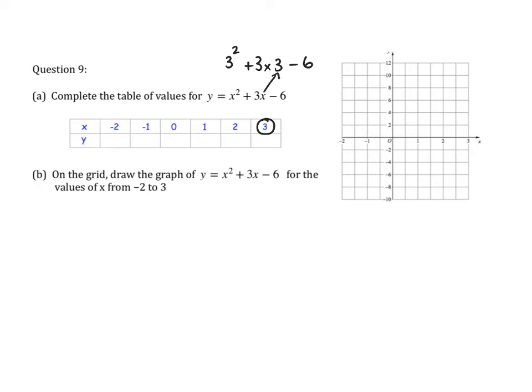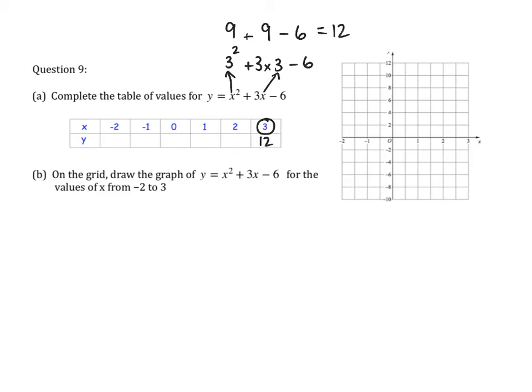So every time I saw an X, I substituted a 3 in. And I would advise you to write these calculations down. If you try and do them in your head, you're going to make a mistake. This becomes 9, add 9, subtract 6, because remember you've got to do your BIDMAS. And that's 18, subtract 6 is 12.